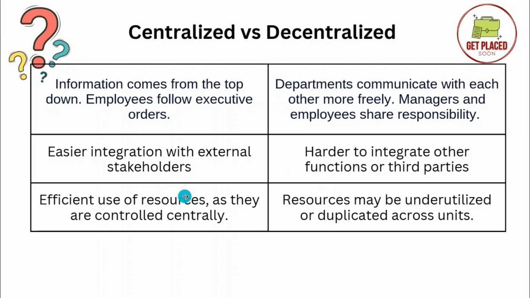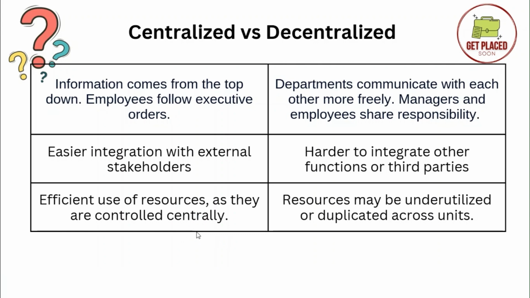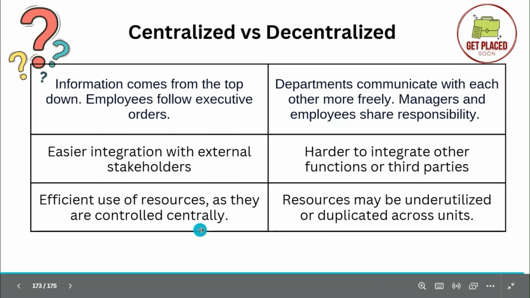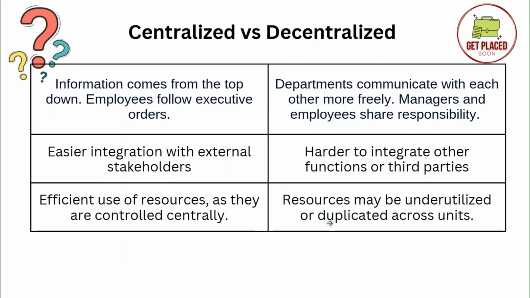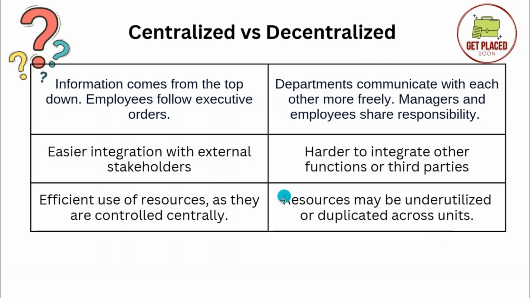Moving ahead, the use of resources is efficient here as they are controlled centrally. Whatever resources we get will always be based on the entire organization's needs, right? So we don't want any duplicates, we don't want any wastage. If it is centralized, we can negotiate bulk discounts, and we'll understand which department the resources have to be sent to and how much to send. But with decentralized, resources sometimes may be underutilized or duplicated across units. For example, multiple departments might buy similar tools instead of sharing, which might increase the cost. That's why in resource management, centralized is better.